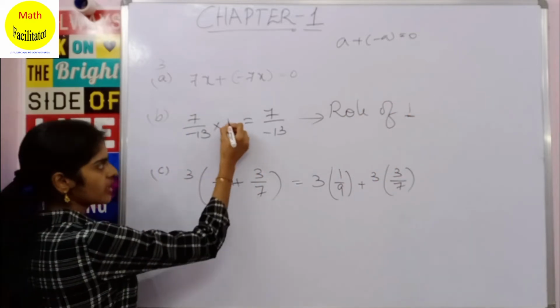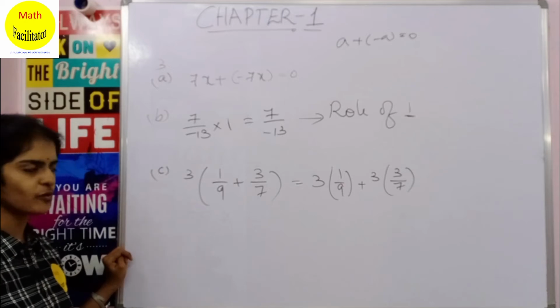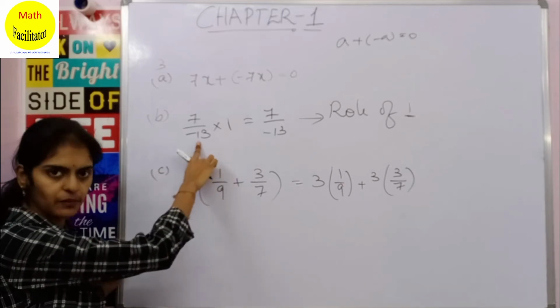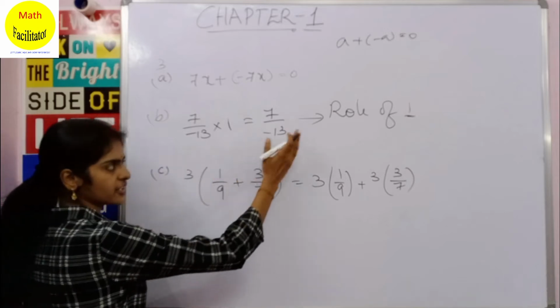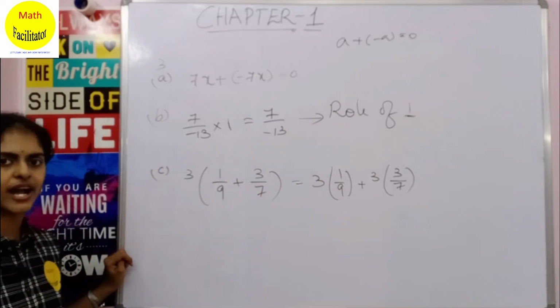Okay, 1 is called the multiplicative identity of any number. Why? Because when you multiply 1 with a number, it gives you the same number. Clear? So we are talking about the role of 1, nothing but the multiplicative identity property.